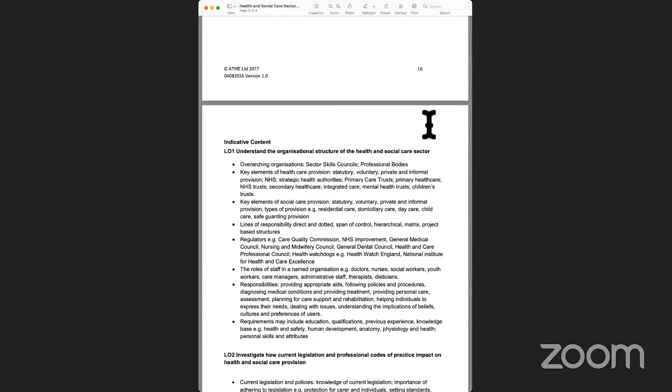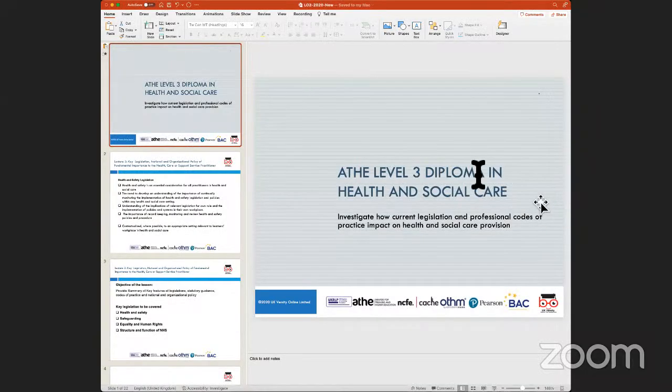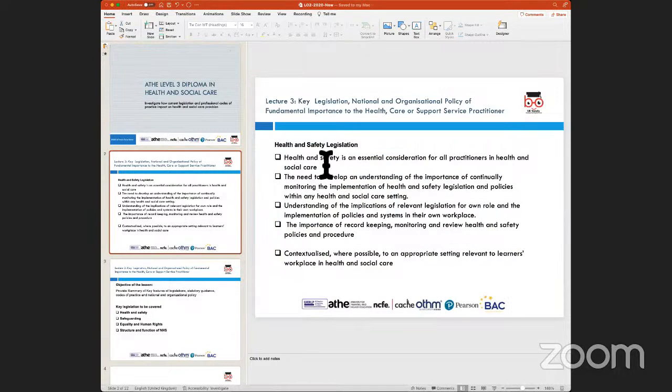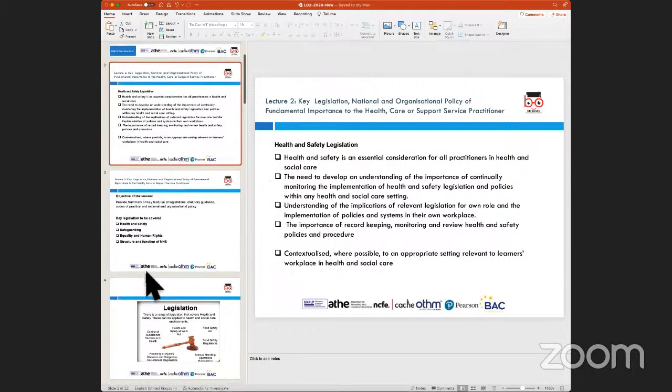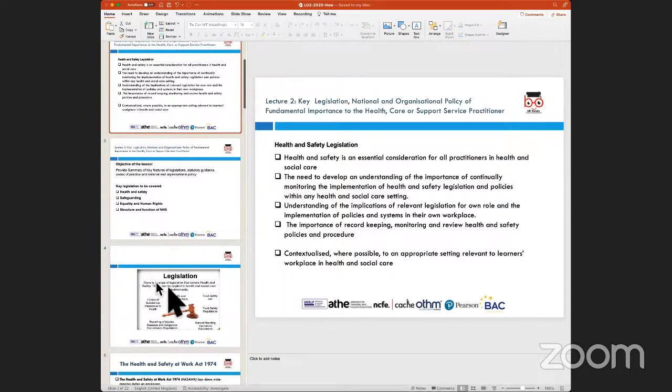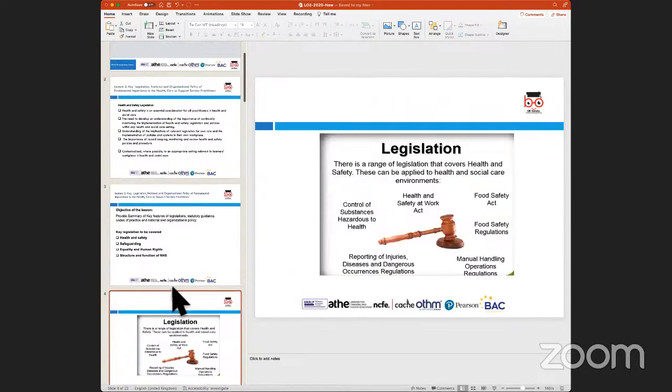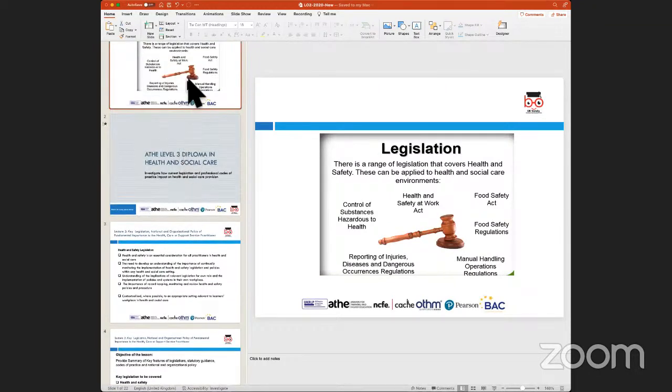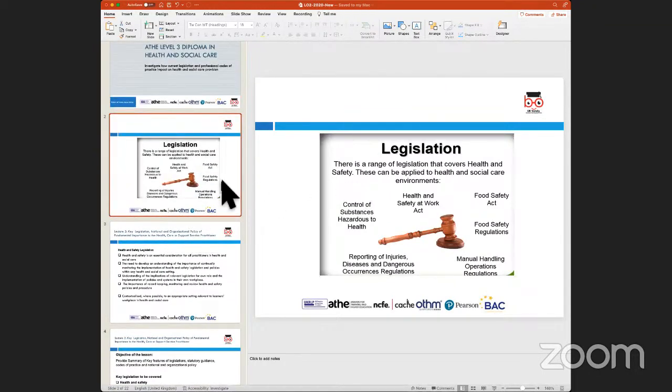Now, in order to discuss this learning outcome, we've got a presentation, and we'll go through some of the slides today to understand them in more detail. The first part we want to cover is the legislation part. There are lots of different legislations within the health and social care sector. This should be the first slide I want to show you, and as you can see, it talks about the current legislations which are relevant to the health and social care sector.